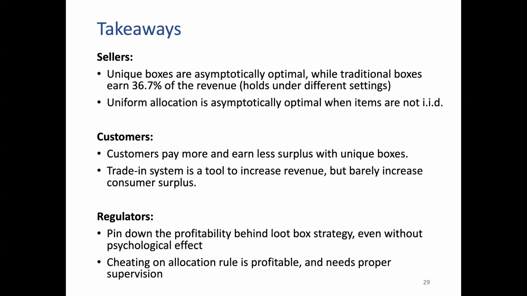For customers, we show that customers actually pay more and earn less surplus when they face unit boxes. And we find that trading system is more like a tool to increase revenue, but barely increase consumer surplus. And for regulators, we pin down the profitability behind loot box strategy, even without considering psychological effects like gambling. And we also show that cheating on allocation rule is profitable and needs proper supervision.